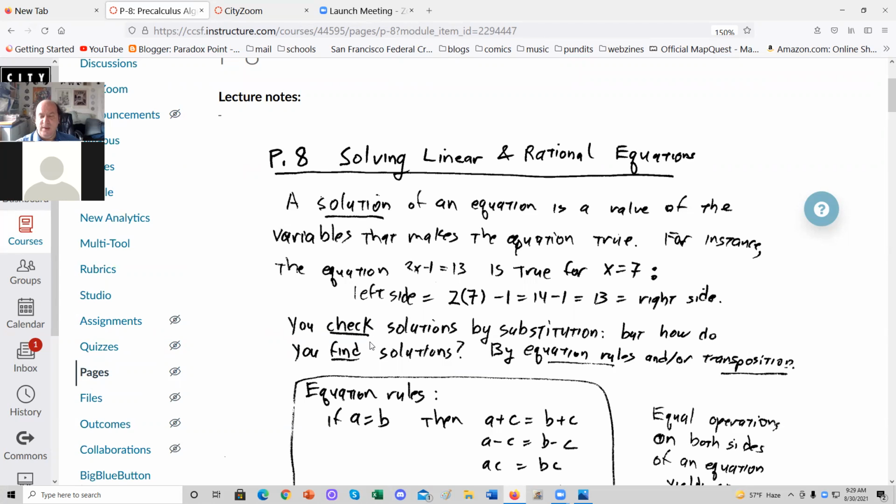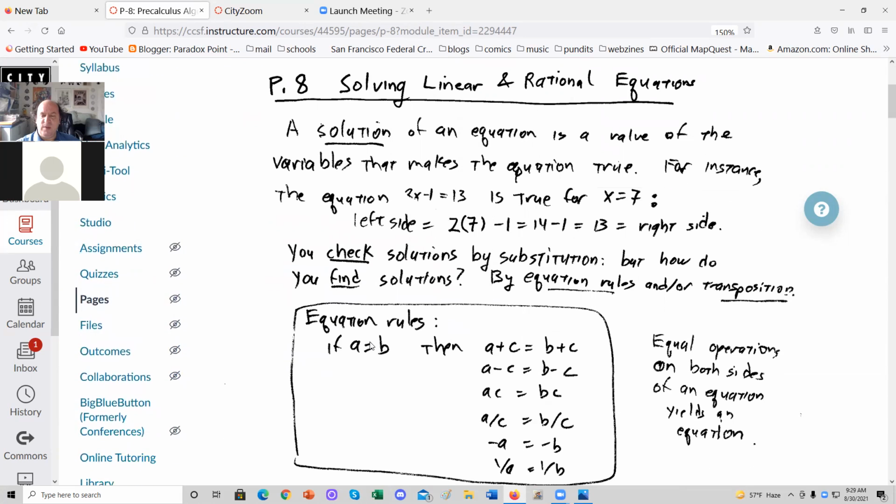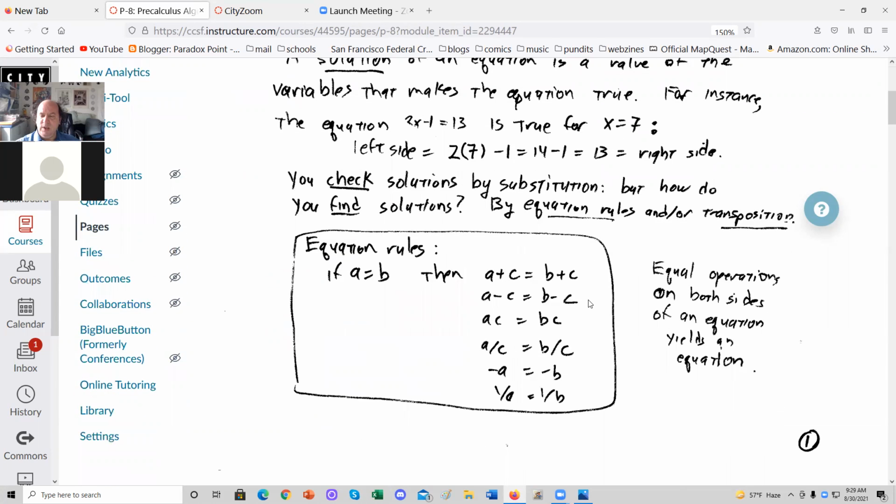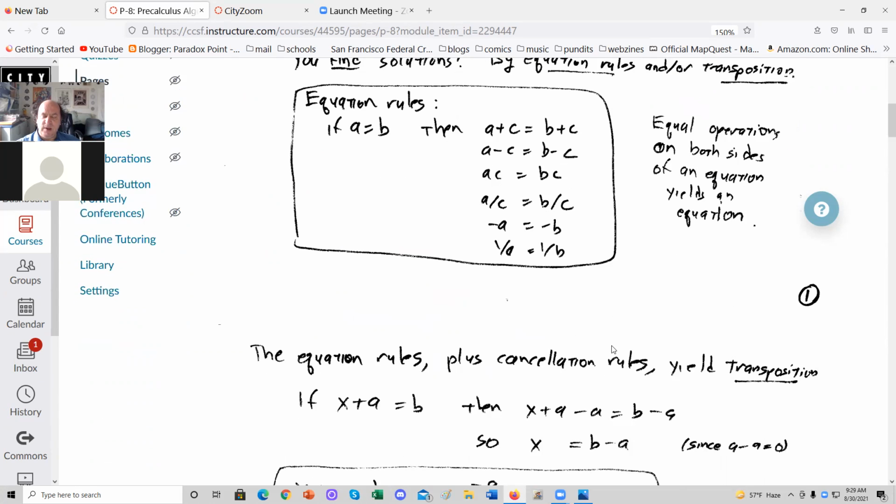But how do you find solutions? That's the question. For linear equations, what we use are equation rules, also known as transposition. Here's the idea. If you have two equal quantities, then you can add the same thing to both sides, and it's still an equation. You can subtract from both sides, multiply by the same number on both sides, divide by the same number on both sides, take negatives on both sides, and take reciprocals on both sides, and they will remain an equation. Equal operations on both sides of an equation yields an equation.